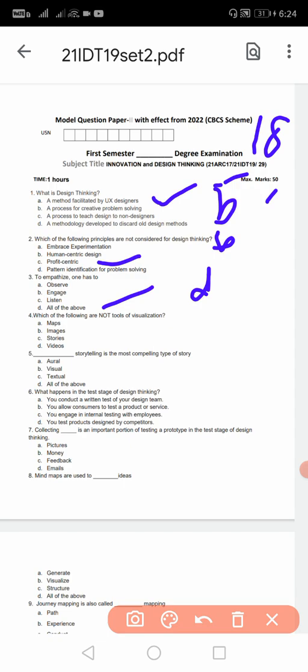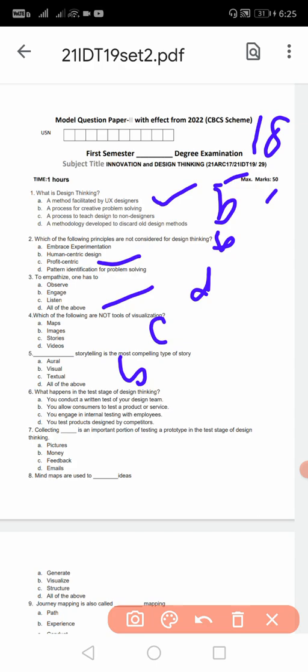Next, for the fourth question, which of the following are not tools of visualization? Maps, images, stories, videos. Obviously, it is the fourth one. What is the answer? Stories. It is C. Next, fifth one, dash storytelling is the most compelling type of the story. Fifth one, it is B, visual. So you should go for visual.